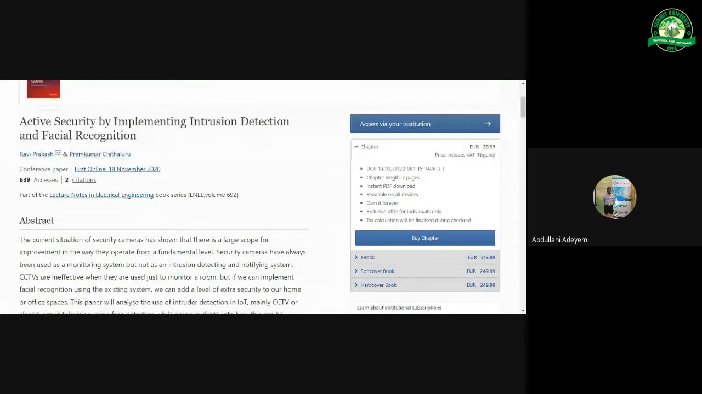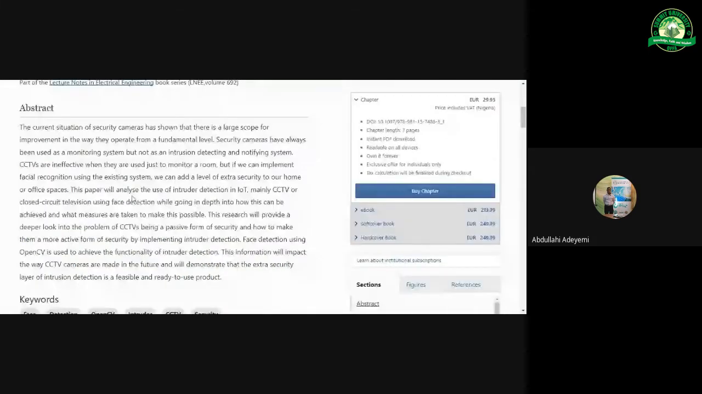So this first paper goes thus: Active Security by Implementing Intrusion Detection and Facial Recognition. Following this abstract, do we think this paper can be downloaded to be reviewed for the projects we are embarking upon? The abstract says the current situation of the security camera has shown that there is a large scope for improvement in the way they operate from a fundamental level.